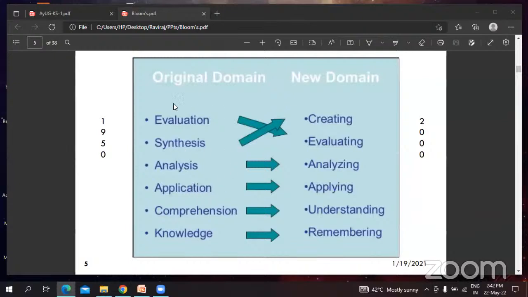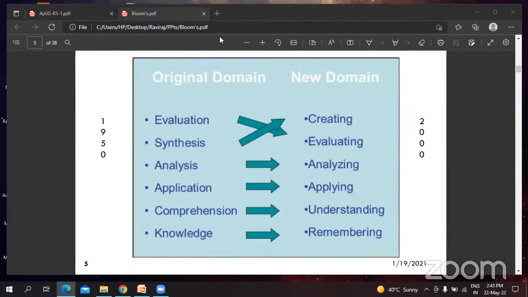And there is a flip-flop here. The synthesis has now been taken on top and renamed creating. And evaluation has been placed at number 5 and is now known as evaluating. So we will be studying this. It starts from remembering. Second is understanding. Third, applying. Fourth, analyzing. Fifth, evaluating. And sixth, creating.